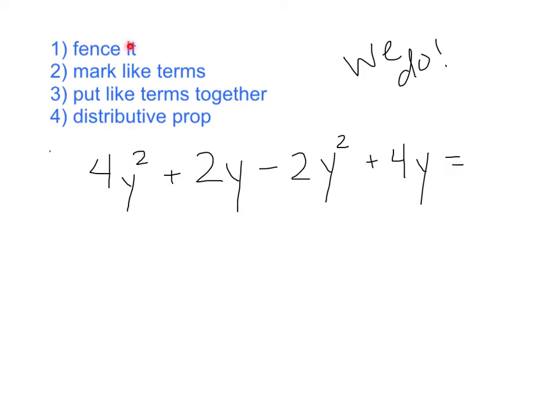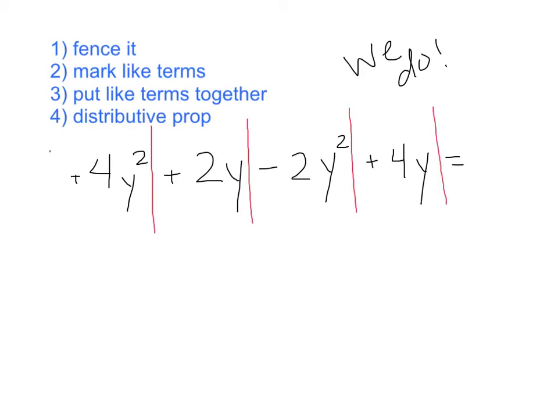My first step says to fence it, so I'm going to go ahead and at the end of each term, I'm going to draw a line. That's the end of that term. Here's the end of that term. There's the end of that term. And there's the end of that term. So that takes care of step 1. I just fenced them off so that I'm not looking at is it add, subtract. I'm just looking at positives and negatives and not add or subtract. And since this one doesn't have a sign in front of it, it's got to be positive then. Otherwise it would say.